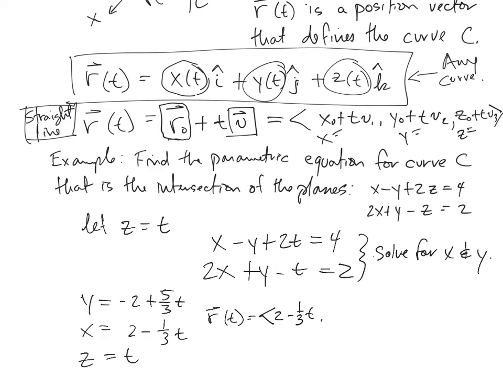And y was negative 2 plus 5/3 t. And z is equal to t. Okay, there's my answer. There's a position vector. The head of that vector is going to trace a straight line, which is the intersection of those two planes, as time t progresses.